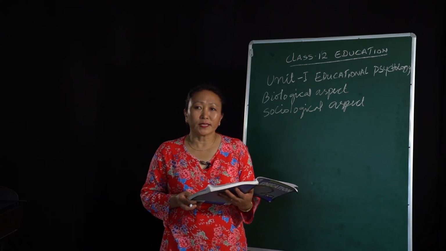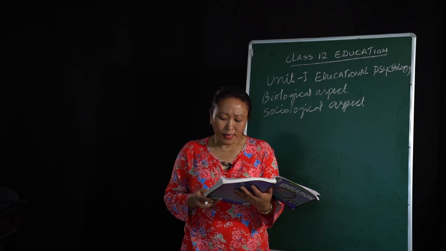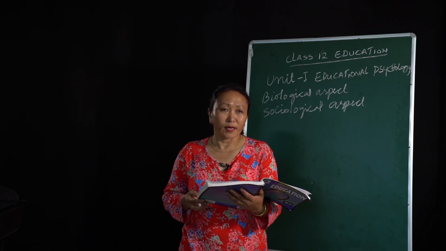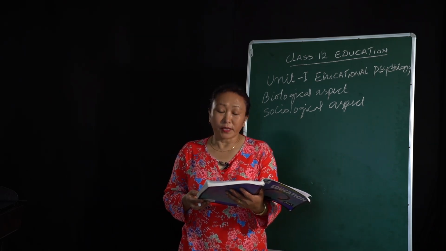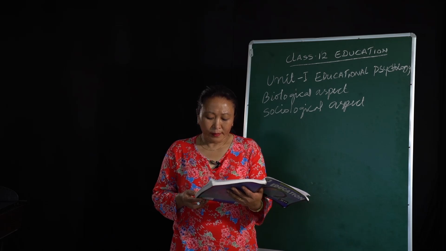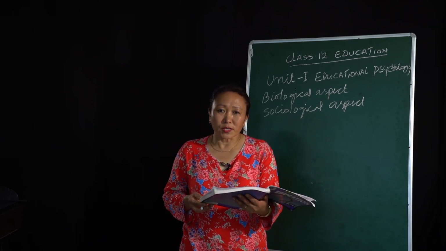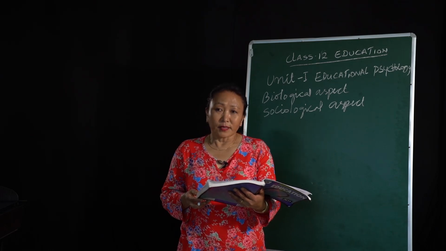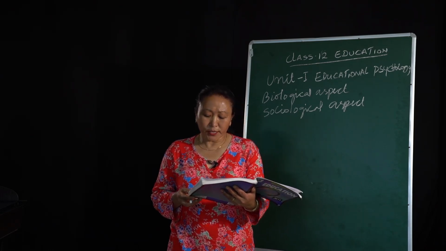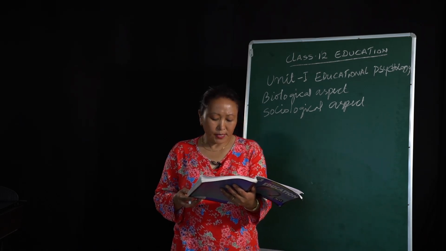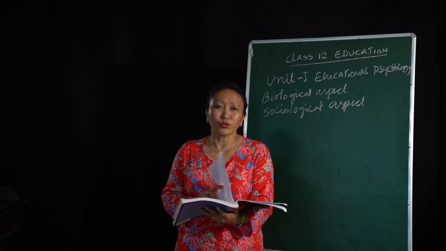The Education Commission 1964-66 in its report says the destiny of India is now being shaped in her classroom. According to thinkers in ancient India, education was considered the third eye of man, which gives him an insight into all affairs and teaches him how to act.